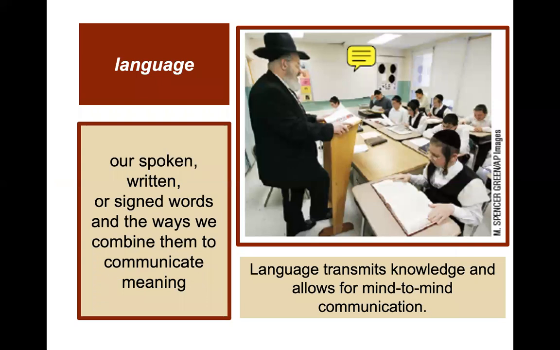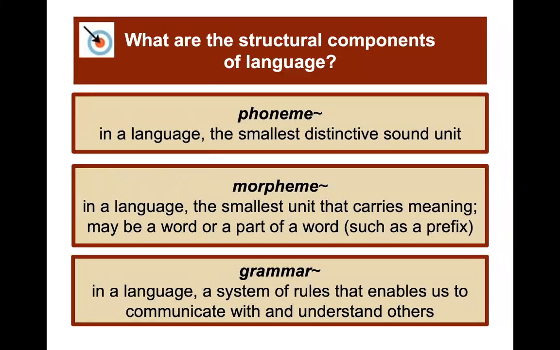So what is language? It's our spoken, written, or signed words and the way we combine them to communicate meaning to other people. So language transmits knowledge and allows for mind-to-mind communication. When you think about it like that, it's sort of a fascinating way to really conceptualize what language is and how most animals don't have anything even coming close to a language, right? And how it has helped humans to be able to become who we are because of our very sophisticated language abilities.